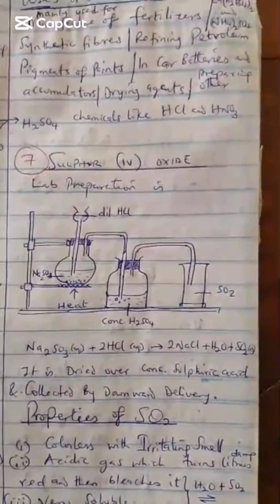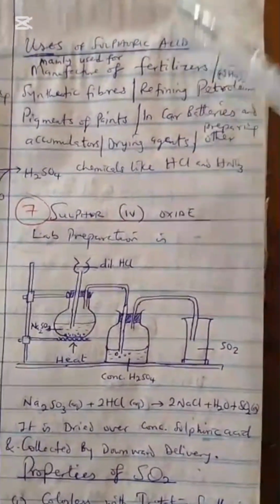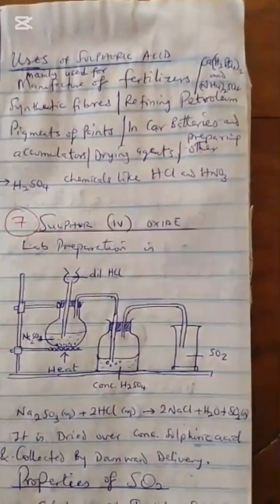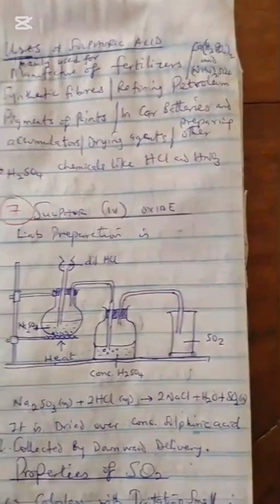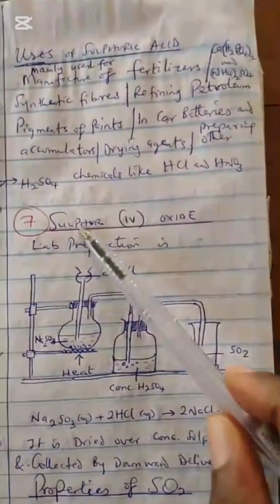So we've been talking non-metals. In our last class, we looked at sulfuric acid, and how to prepare it using the contact process. So let's look at a compound of sulfur, sulfur oxide.